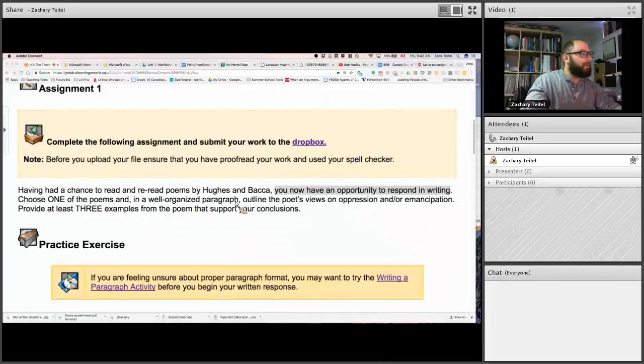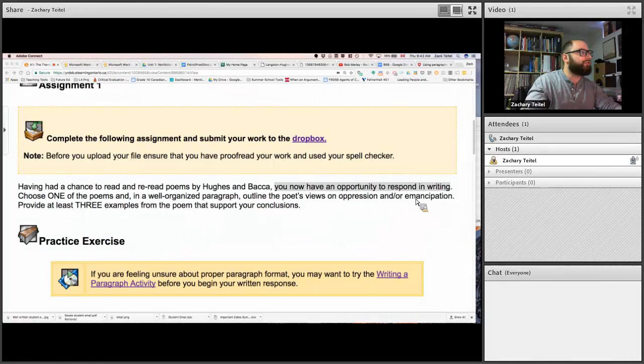So, moving along, back to this. Choose one of the poems and in a well-organized paragraph, outline the poet's views on oppression or emancipation.